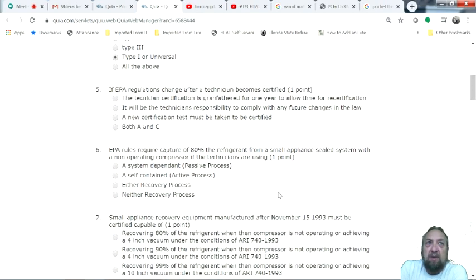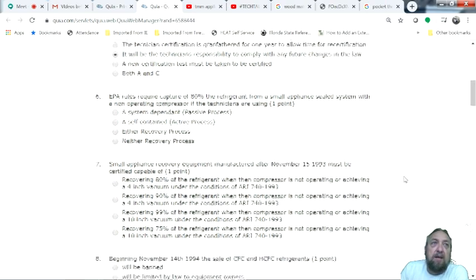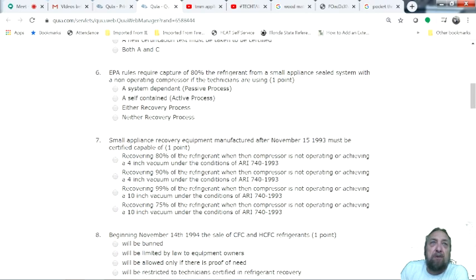Number 5, if EPA regulations change after a technician becomes certified, what do you think is the correct answer? You've got to be responsible to comply with... So is that A, B, C, or D? Changes in the law. That's correct. It's a technician's responsibility to comply with any changes in the law. Very good. EPA rules require capture of 80% of refrigerant from a small appliance sealed system with a non-operating compressor if technicians are using what?